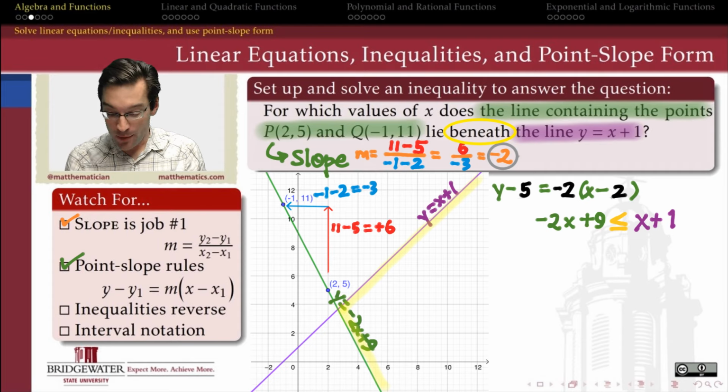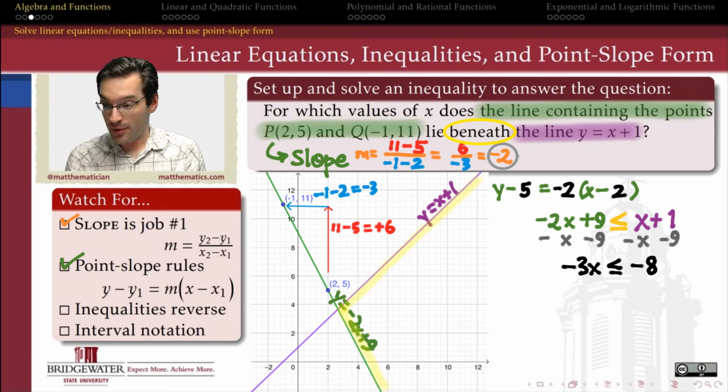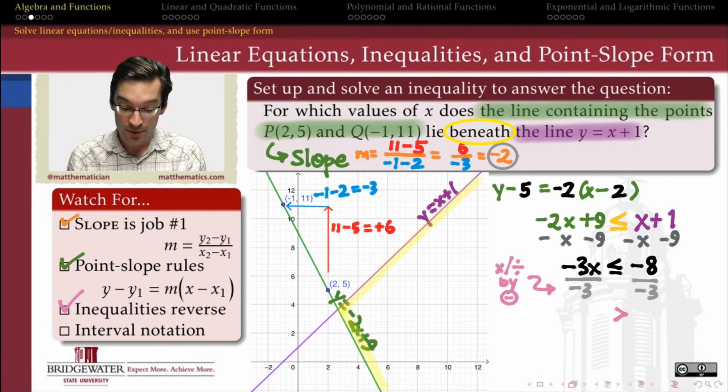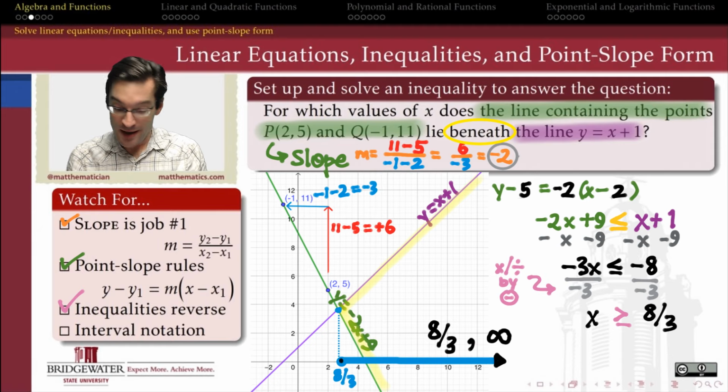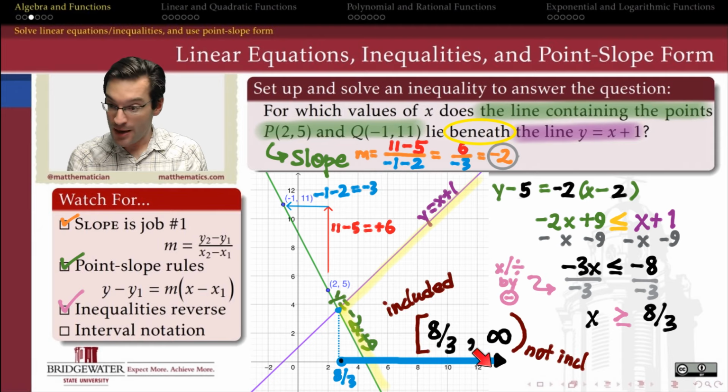We can solve that inequality by subtracting x from both sides, subtracting 9 from both sides, and then when we divide by negative 3 on both sides, remembering that inequalities reverse when we multiply or divide both sides by a negative number. So I get x is greater than or equal to 8/3, which I can find on my graph as the portion of the x-axis which lies to the right of this intersection point. And in interval notation, 8/3 is the lower endpoint, infinity is the upper endpoint, so to speak, and 8/3 is included, so we use a square bracket.